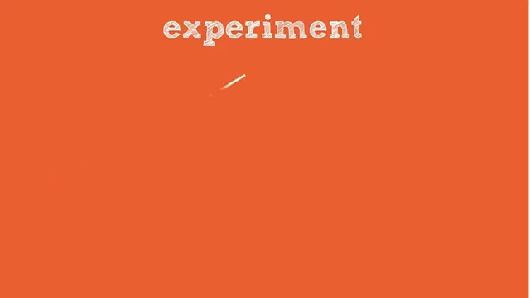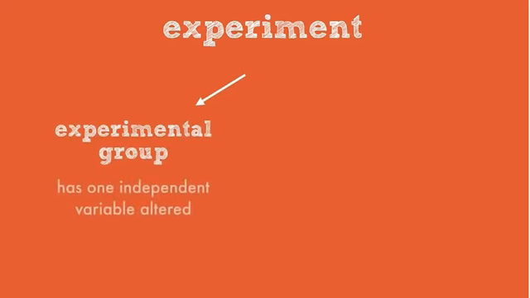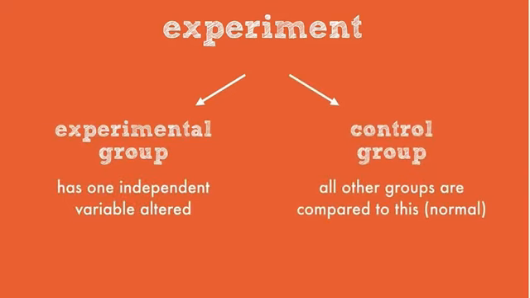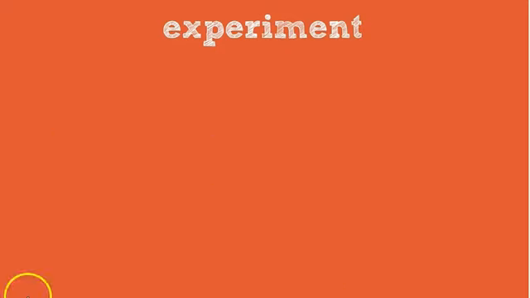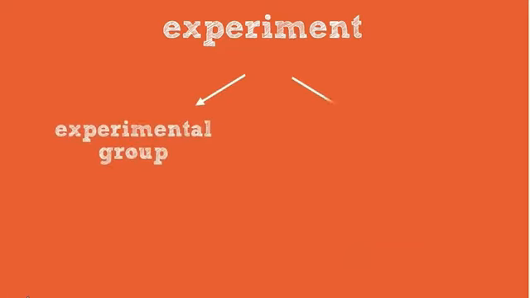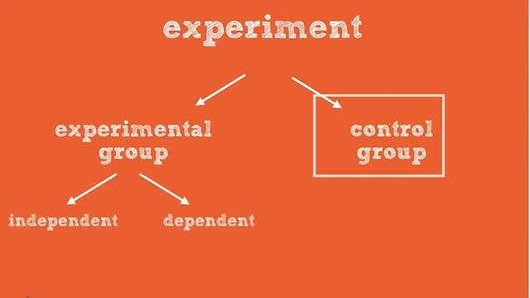A valid experiment will have both an experimental group where one independent variable is altered and a control group, which can be used to compare the experimental group to the normal or unaltered version. Again, using the gummy bears, the bear placed in the water is the experimental group and the dry gummy bears are the control group. So to summarize, an experiment should have an experimental group and a control group. The experimental group will have an independent variable and a dependent variable. The data that is measured and collected will be either qualitative, quantitative, or both.